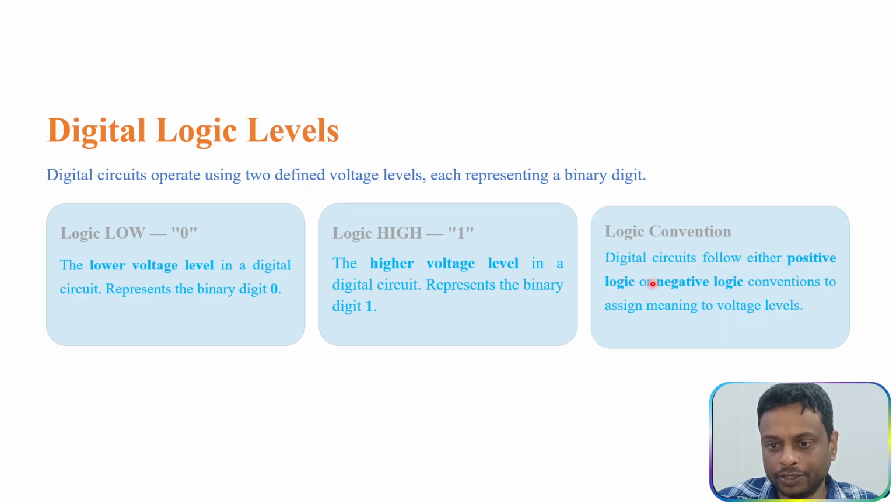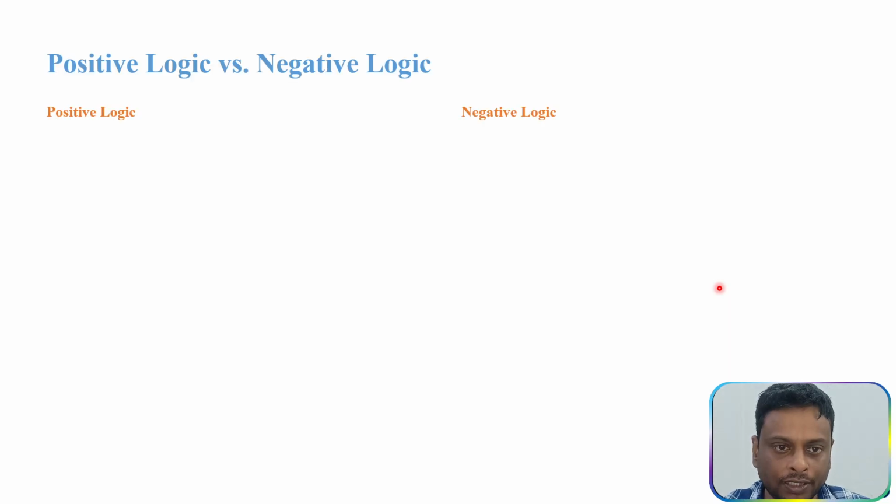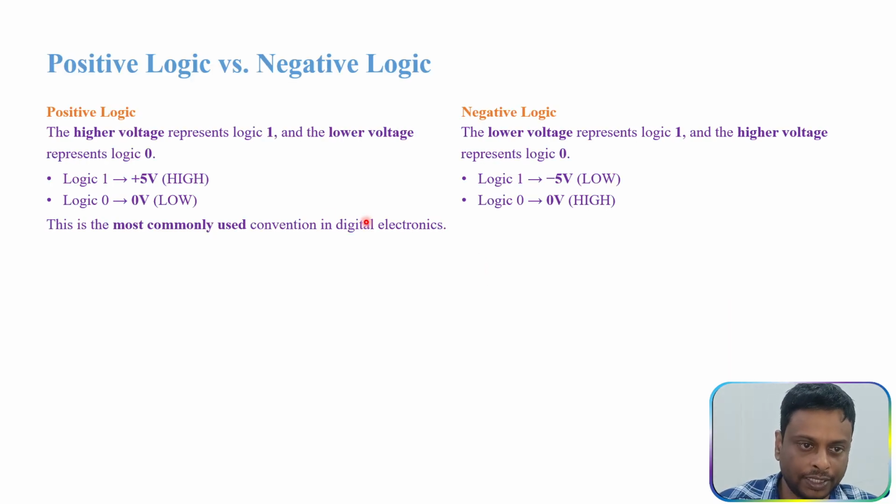We have two logic conventions. Digital circuits follow either positive logic convention or negative logic convention. Based on these logic levels, we have classified it into positive level and negative level. Let us check positive level versus negative level. Positive level means the higher voltage level represents a logic 1 and the lower voltage level represents a logic 0.